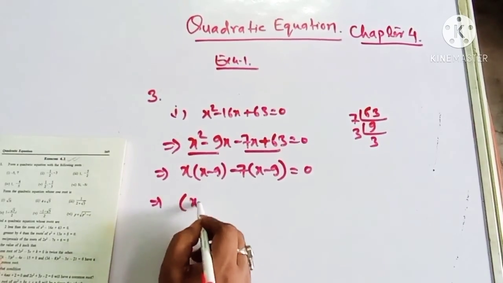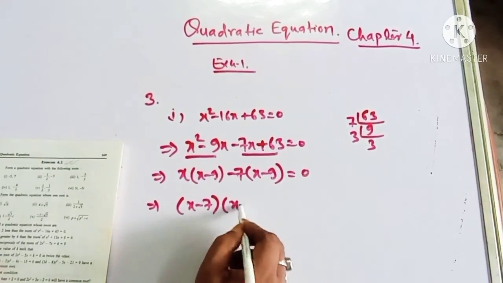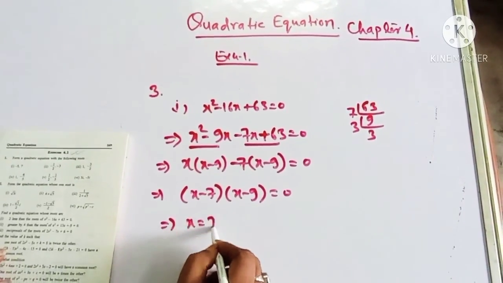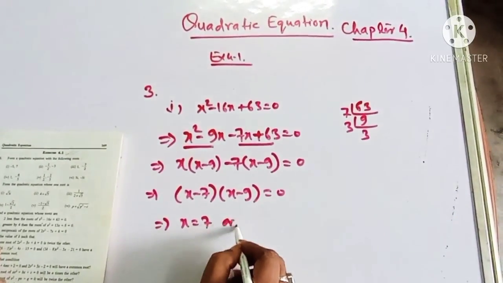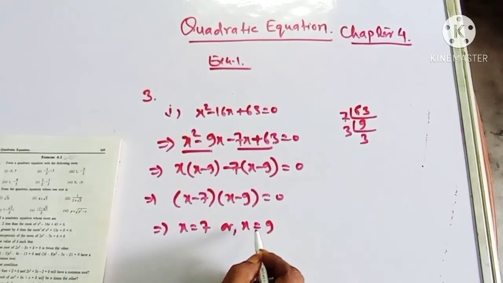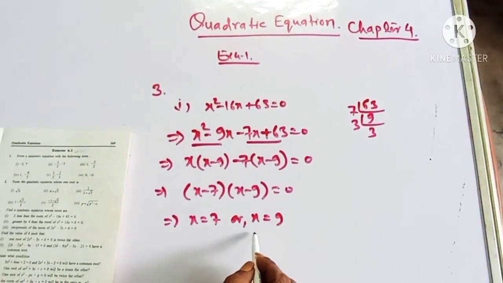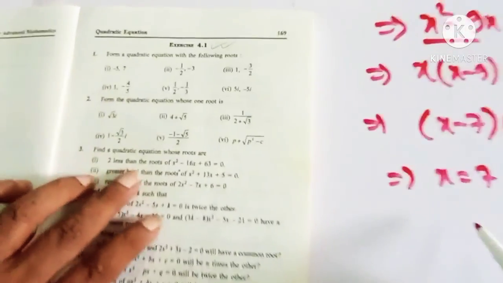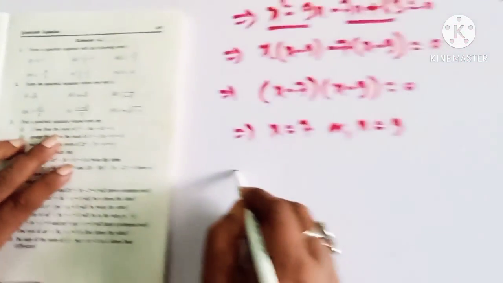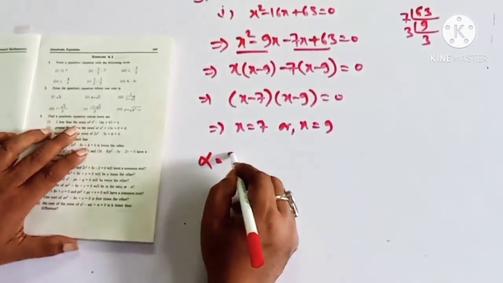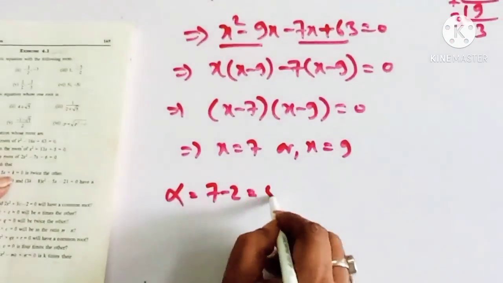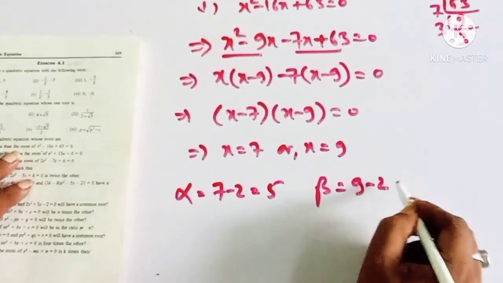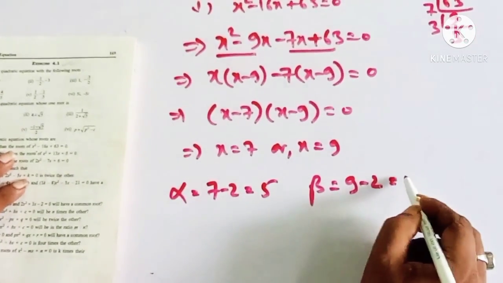So (x − 7)(x − 9) = 0. So x = 7 or x = 9. These are the two roots of this equation, but it is stated in the question that the new roots are 2 less than these roots. That means your alpha will be 7 − 2, that is 5, and your beta will be 9 − 2, that will be equal to 7.